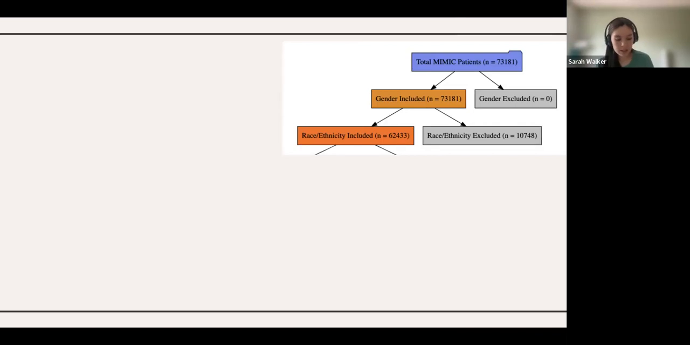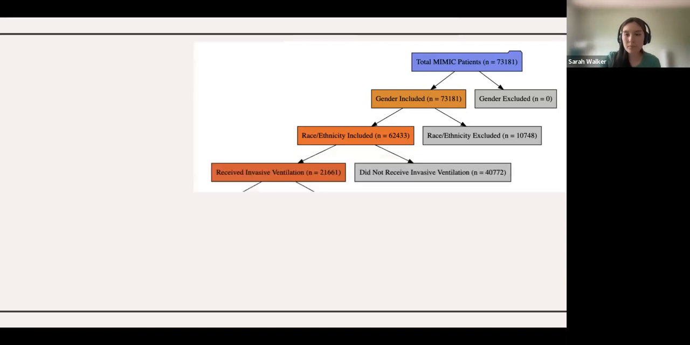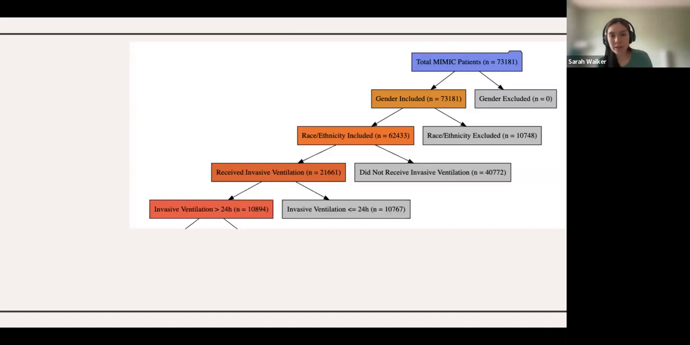And actually, some patients didn't have a race listed, or it was listed as other or multiple. And we excluded those patients just because that's not super descriptive. And then we want to make sure everybody's received invasive ventilation. And this actually takes out the majority number of patients from our study. And then from those, we want to make sure they've received it for at least 24 hours.